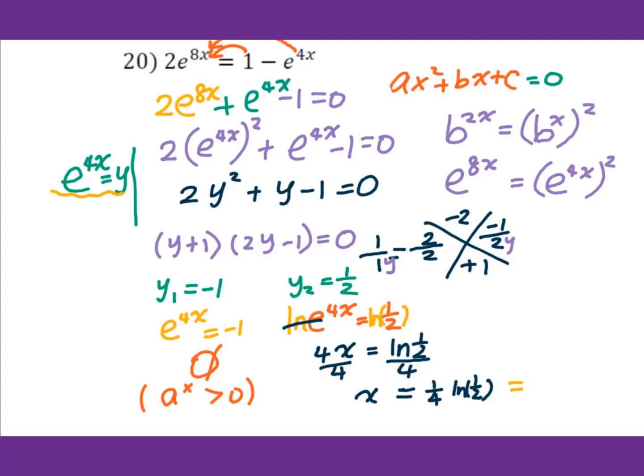We put it into the calculator, you will get negative 0.17. For some standard tests, you got to know this. This one you can condense as the natural log of the 4th root of 1/2.